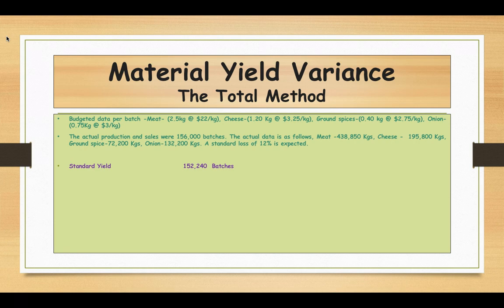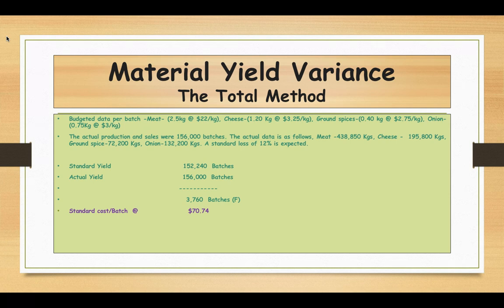So 839,050 divided by 4.85 times it by 88%, we will get 152,240 batches. But the actual yield is 156,000 units or batches. So we have produced 3,760 batches more. So it's 3,760 batches favorable. Now, we'll see these standard cost per batch.